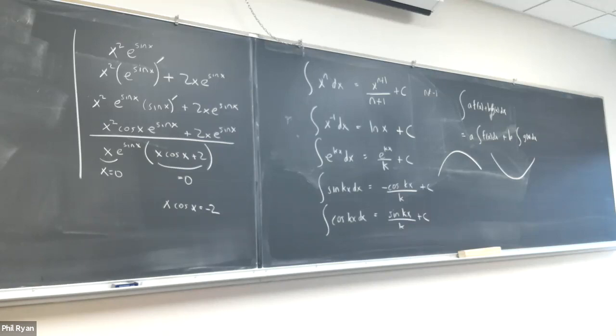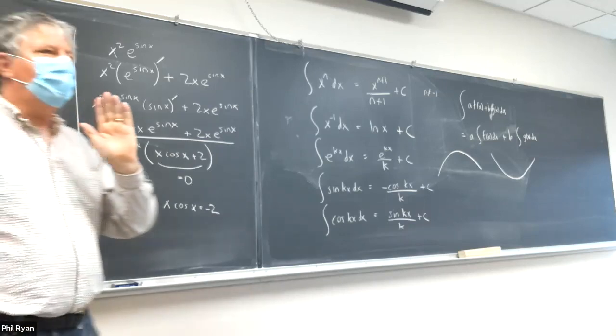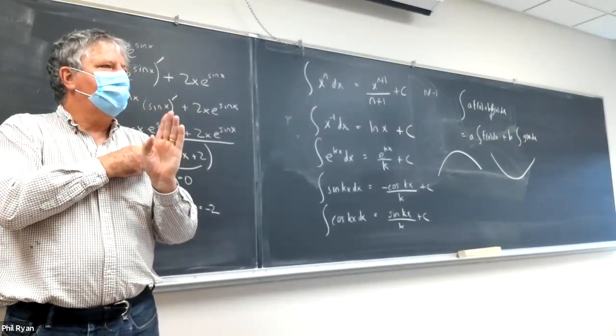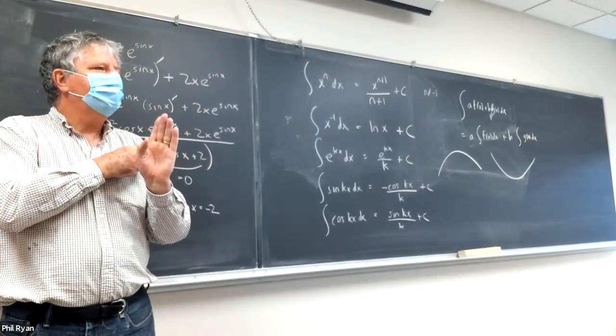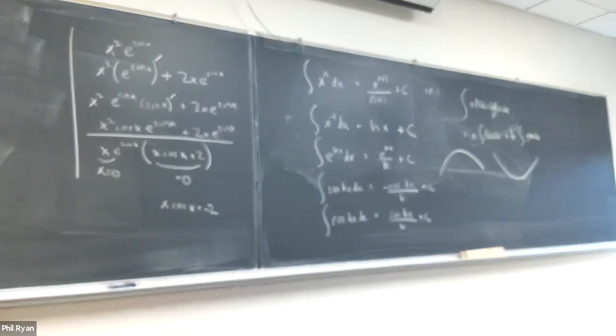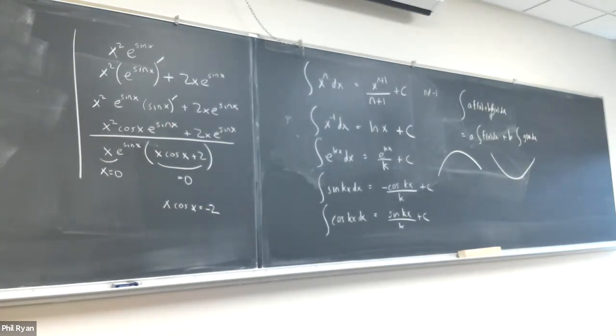Let's classify them. So x squared, the derivative is 2x. What happens to the sign of the derivative as x goes through 0? Does it change? It does, right? When x is negative, the derivative is negative. When x is positive, the derivative is positive. So that means it goes down and then goes up. So this is a min.